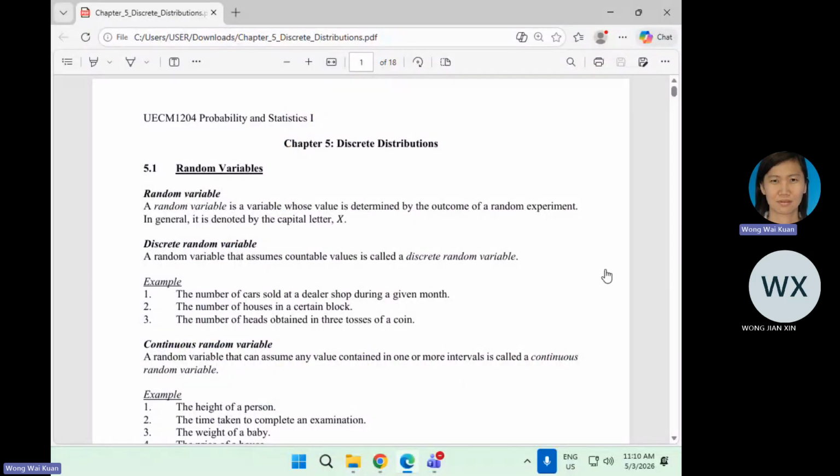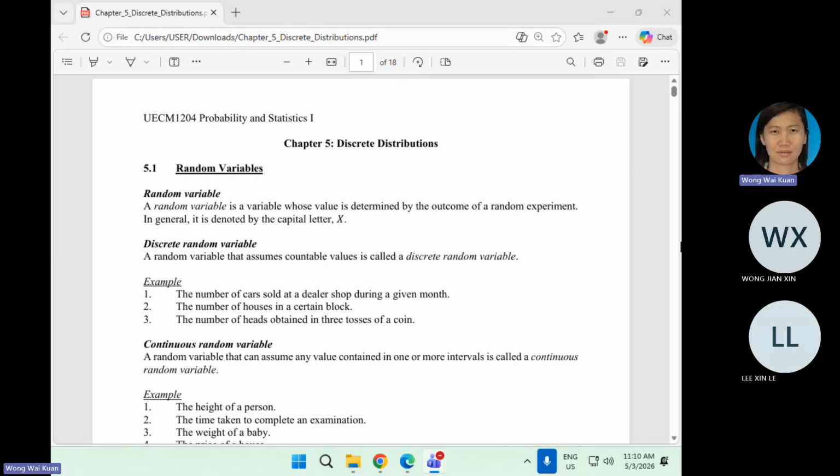Let's look at your chapter 5. So we have done with your chapter 1, 2, 3, then we will start looking at chapter 5 and 6. Chapter 5 and 6 will be more difficult compared to your 1, 2, 3, 4. Okay, so then we will spend more time on your chapter 5 and 6.